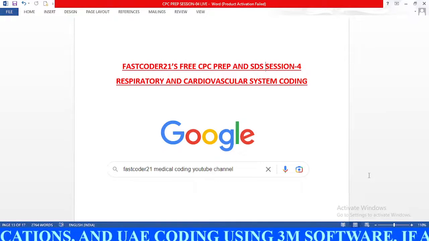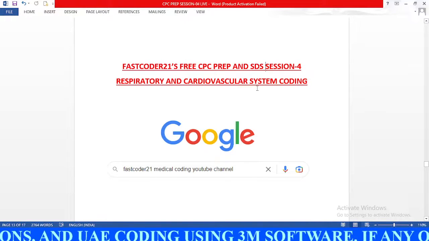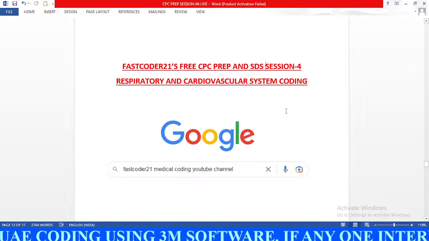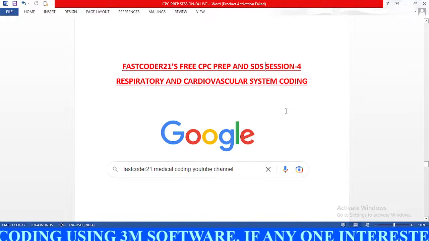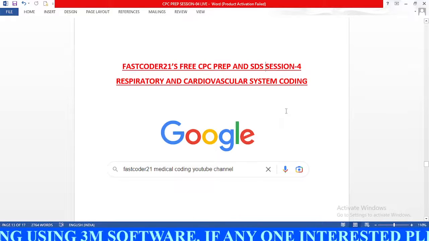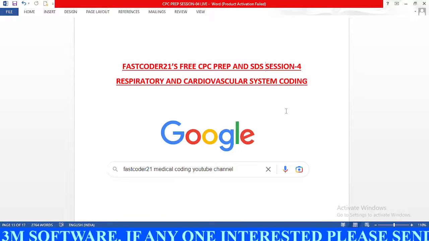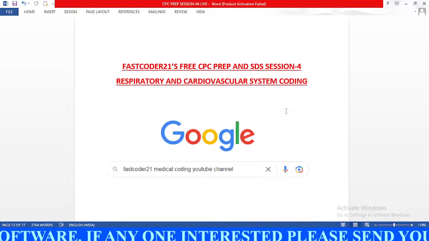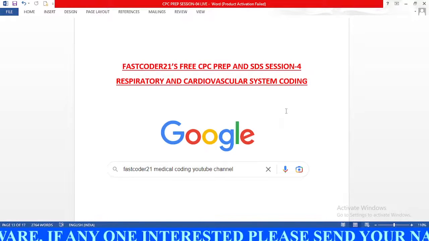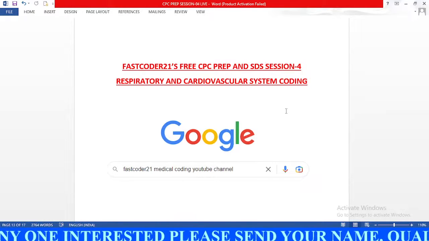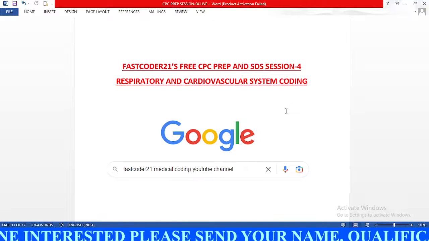So, Fast Coder 21's pre-CPC prep and SDS session. As you guys know, this session is useful for the people who are trying to write the CPC certification exam, as well as the people who are trying to learn or join SDS. Usually we call it same day surgery coding. So today we are going to learn respiratory and cardiovascular system coding.